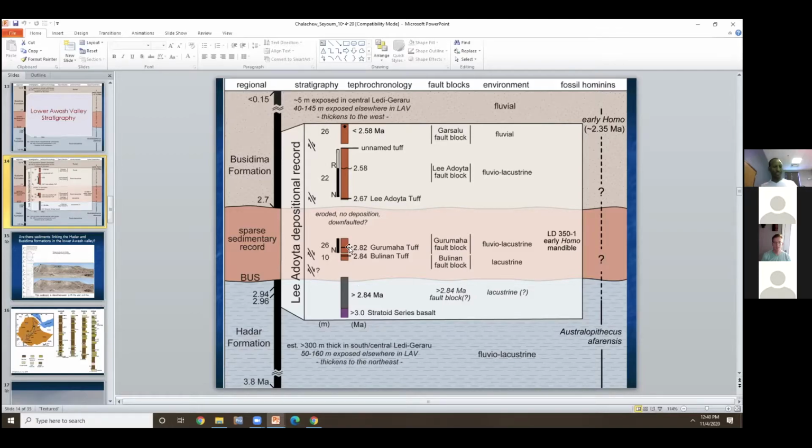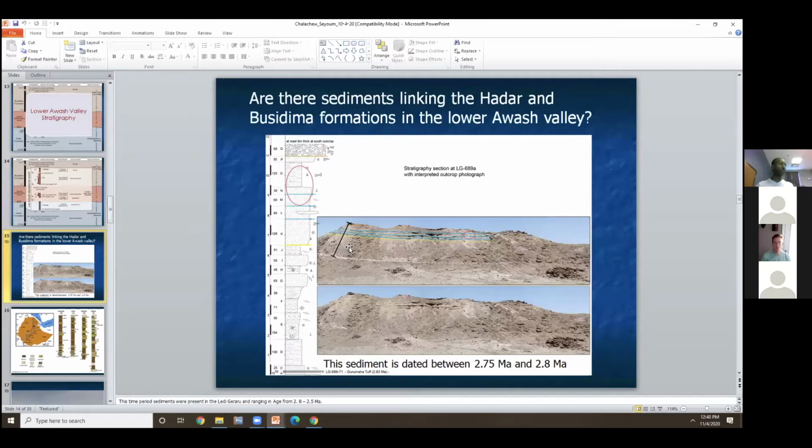So the Hadar site has well-dated stratigraphic formations, the Hadar Formation and the Busidima. This comes and falls in between, and if we find fossils in the sediment, they will fill some of the gaps we have in that time. And this is what the sediments look like. So now we confirm there is sediment which is dated roughly between 3 and 2.5 million years ago.